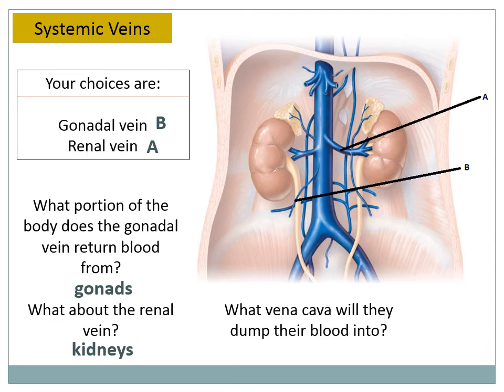These both will dump their blood into one vena cava. Think about the location of where these things are. Which vena cava are we going to dump our blood into? Yeah, the inferior vena cava. We're lower in the body, so we're going to be dumping our blood into the inferior vena cava.